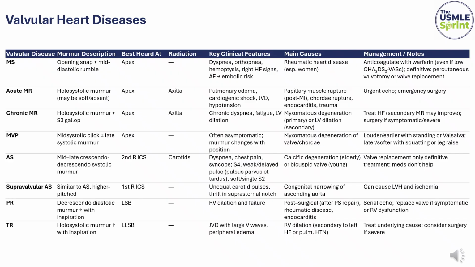The murmur is a mid to late peaking crescendo-decrescendo systolic murmur best heard at the second right intercostal space, and it radiates to the carotids. You might also hear an S4 from concentric LV hypertrophy and a soft or single S2. Pulses are weak and delayed, the classic pulsus parvus et tardus. You can even get paradoxical splitting of S2 because the stenotic valve delays aortic closure.